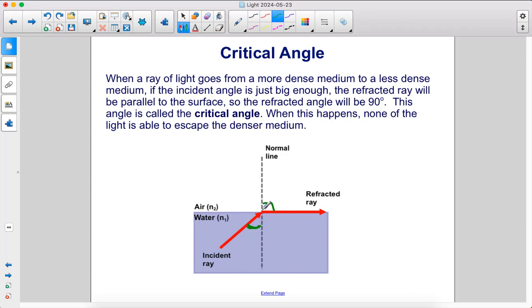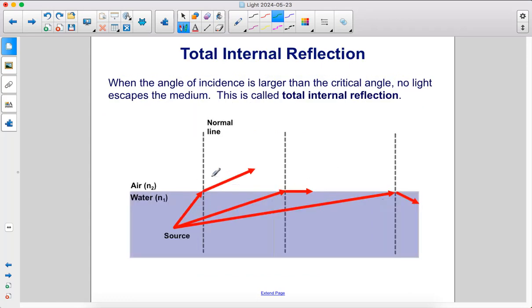When this happens, none of the light is able to escape the denser medium. When the angle of incidence is larger than the critical angle, no light escapes the medium. This is called total internal reflection. So here you can see the light escapes and it refracts, so it bends away from the normal line. Here, this is the critical angle because you can see all the light is going this way. It's not leaving. But if this angle of incidence is larger than that angle, then instead of refracting out, it just reflects back in, so the angle of incidence here would be equal to the angle of reflection.